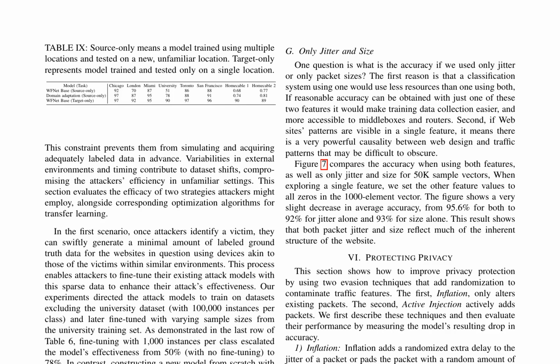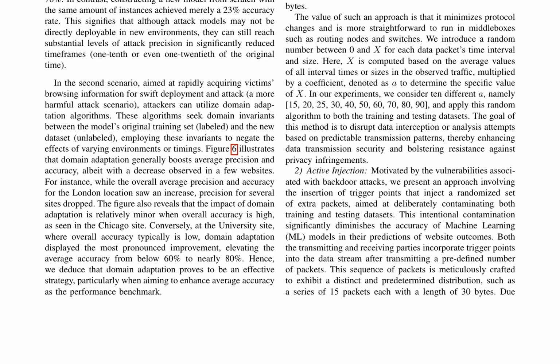Deep neural networks can identify individual websites using packet inter-arrival time and length, posing a privacy risk even with encryption and VPNs. The proposed CNN, WFNet, achieves high accuracy in website identification based on these packet characteristics. The importance of collecting traffic traces from diverse environments is emphasized to achieve high accuracy, and domain adaptation techniques are explored to reduce the impact of network environment on CNN accuracy. Two strategies, inflation and active injection, are evaluated to enhance attack models in unfamiliar settings.